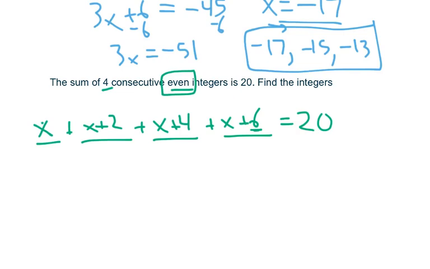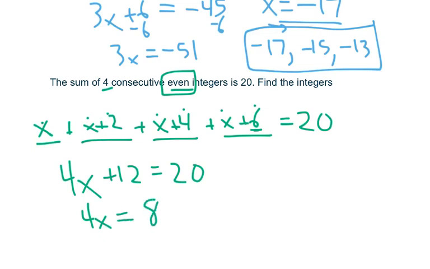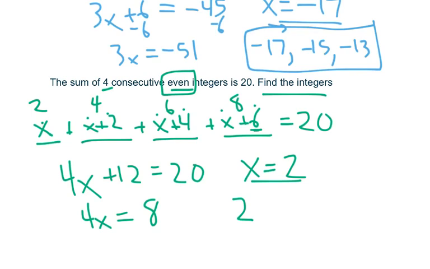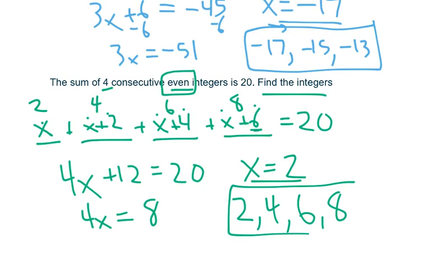Now combine my like terms. I have 1, 2, 3, 4 x's. And I combine my numbers. I get, let's see here, 4 plus 6 is 10, plus 2 is 12. That equals 20. 4x is equal to 8 now. And x equals 2. Again, that's what x equals, but I need to find the integers. So it's 2, add 2 more to get 4, add 4 to 2 to get 6, and then add 6 to 2 to get 8. Or just go up by 2 each time. Either way you want to think about it works.